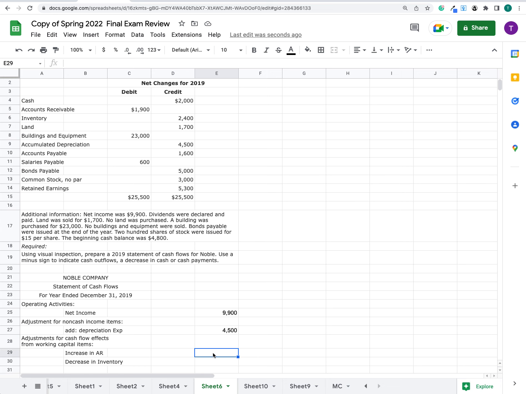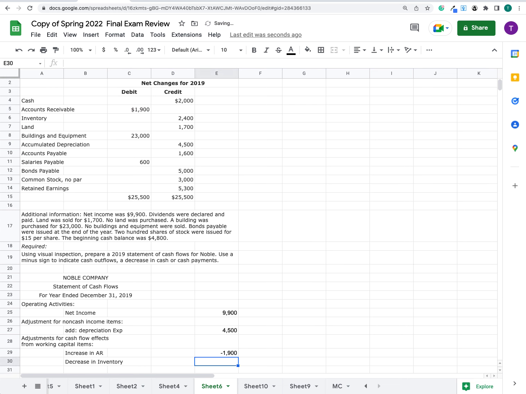And so the reason for that is that if we had an increase in accounts receivable by $1,900, as far as cash flow goes, that means that our income was increased, but we didn't actually receive the cash flow because we have more receivables that we're waiting on to collect. And so that's why we're subtracting it out. So we'll put equals negative $1,900.